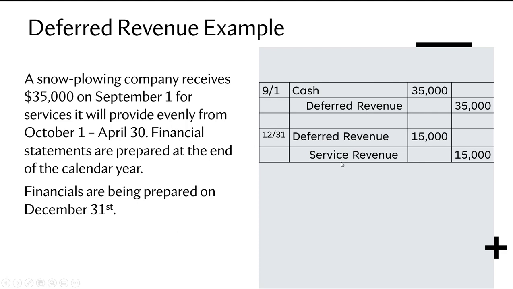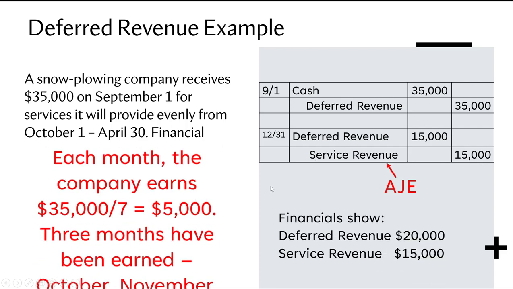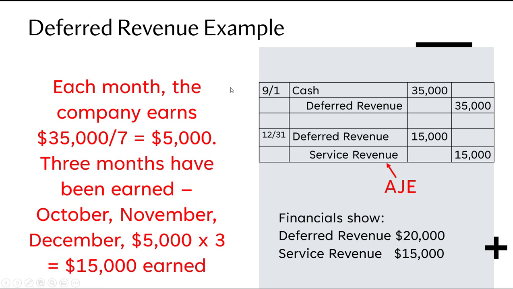Now at the end of the year, how much of that have we earned, right? How much of that liability have we discharged? Well, here's our adjusting entry. Debit deferred revenue, that's a liability or a balance sheet account, and credit your service revenue, that's your income statement account. All right, so what did we do? Each month, the company earns $5,000 because we got $35,000 for 7 months. So that is $5,000 a month.